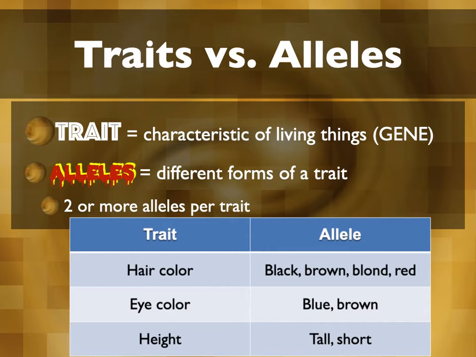For example, hair color. You can have hair color that's black, brown, blonde, red, and some other colors perhaps. But the one that I really want you to focus on is eye color. There are multiple eye colors, but we're only going to look at blue and brown, because eye color is the trait, and there are 2 alleles that we will play with when we set up our Punnett squares later. You can either have a gene that tells you to be blue-eyed, or a gene that tells you to be brown-eyed. So make sure you understand the difference between trait and allele.